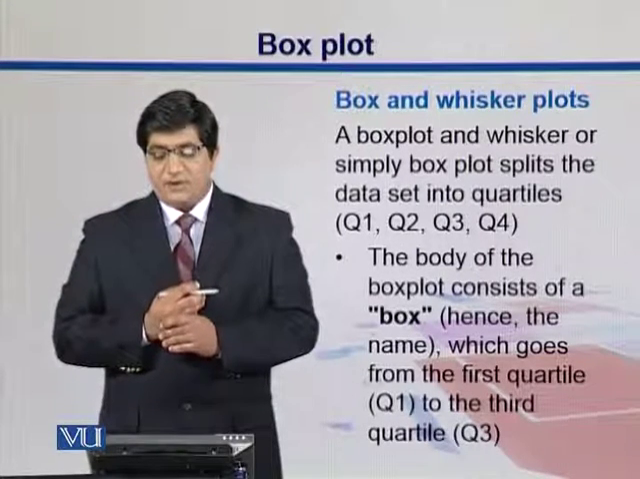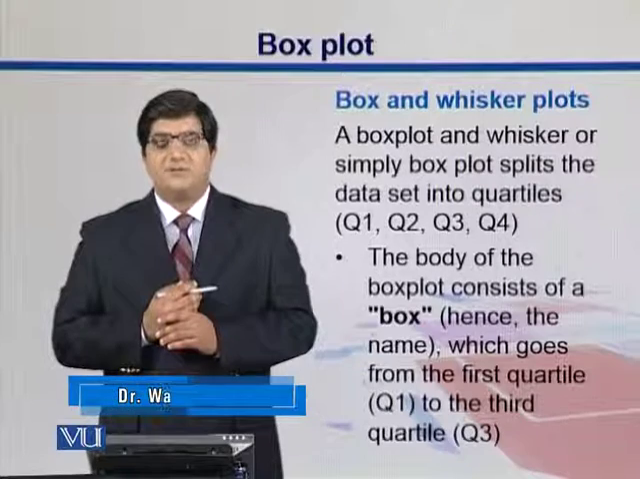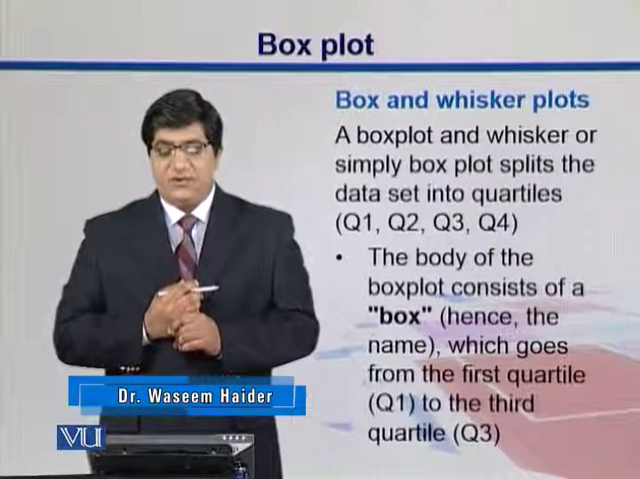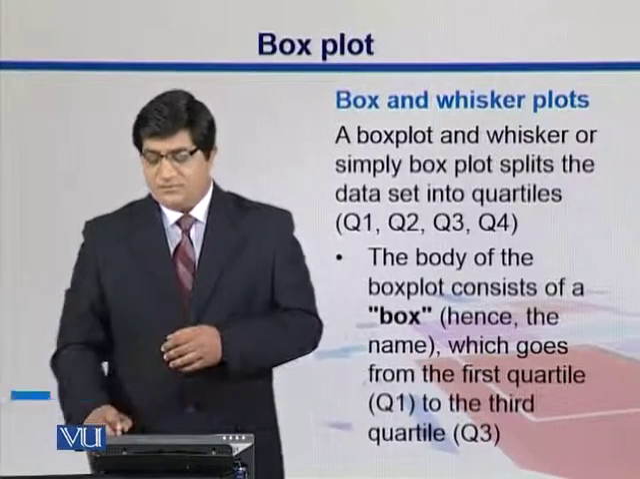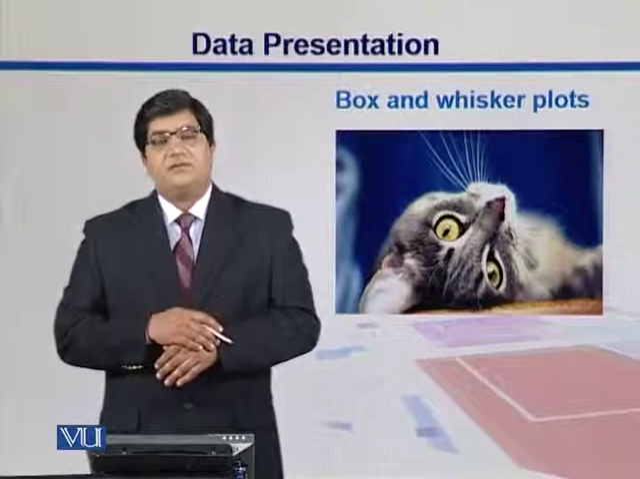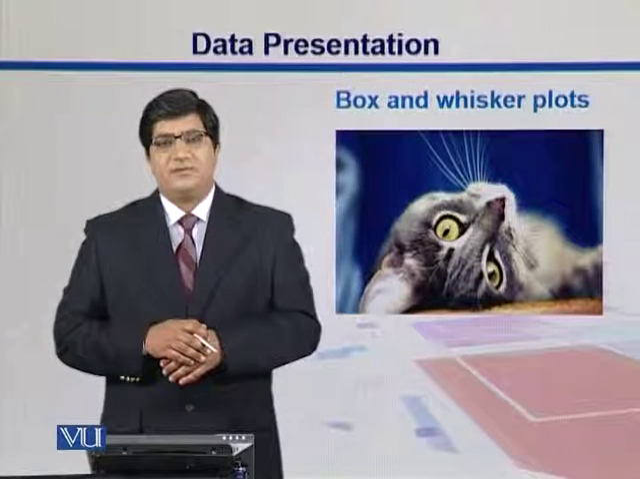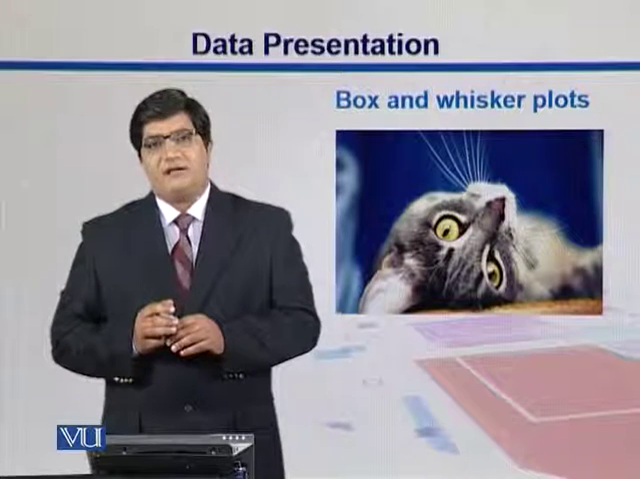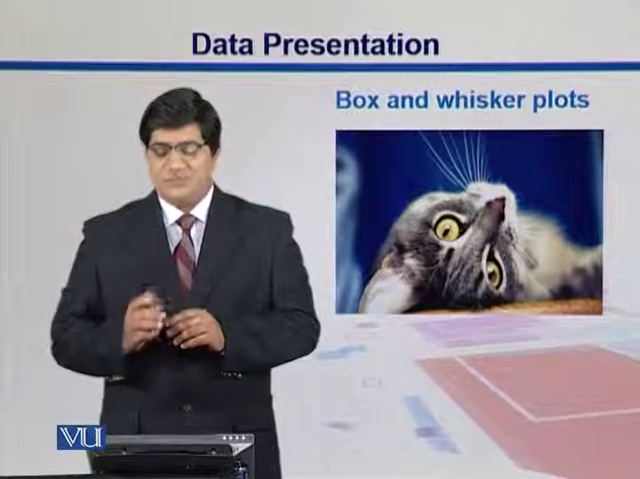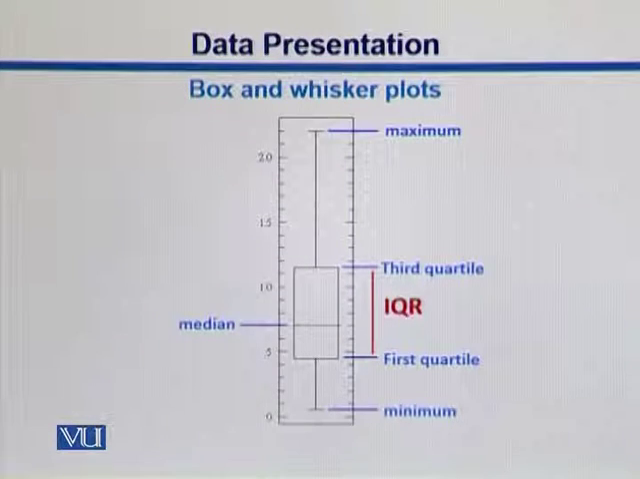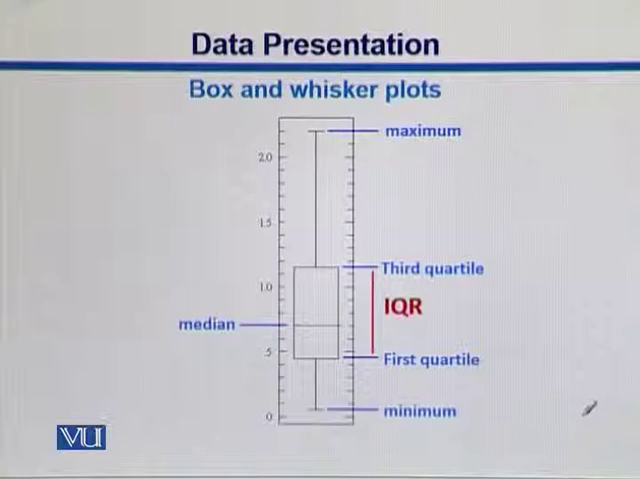The body of the box plot consists of a box, which connects Q1 and Q3 with one another, and there are long whiskers. These whiskers are like the thick hair present on the body of cats or mice. That's why this shape looks like a cat or something. Here is the box, and here are its whiskers. That's why this arrangement is called a box and whisker plot.